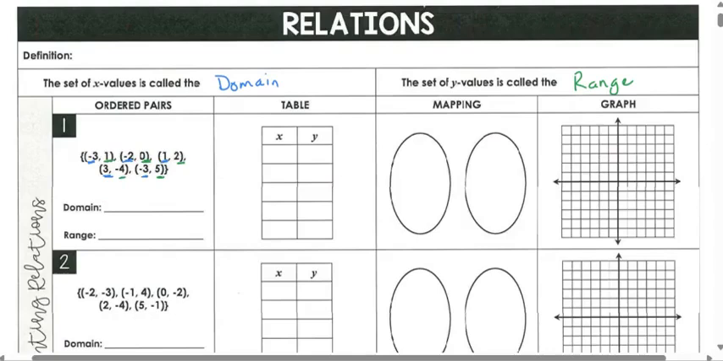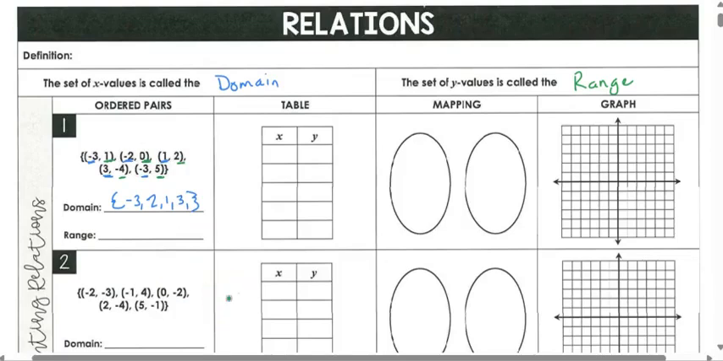So when we have a list of ordered pairs, the domain is the list of all the x values. We're going to put it in a little bracket, I'm not the best at drawing it, so something like that. All the possible x values are -3, -2, 1, 3, and then -3 again. I don't need to write it twice. If a number appears more than once, we don't have to write it twice.